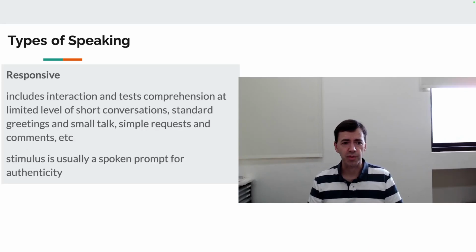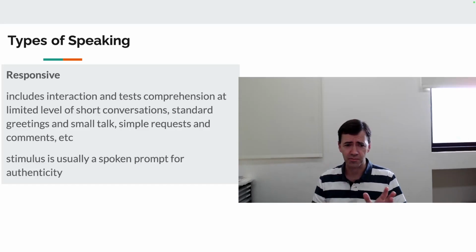The second one is responsive, which includes interaction and test comprehension at a limited level of short conversations, standard greetings and small talk, simple requests and comments, and so on, something like this. The stimulus is usually a spoken prompt for authenticity, right? Because this is responding. So it should be something that they hear and then they respond to. Not always, but mostly. It's more authentic that way.